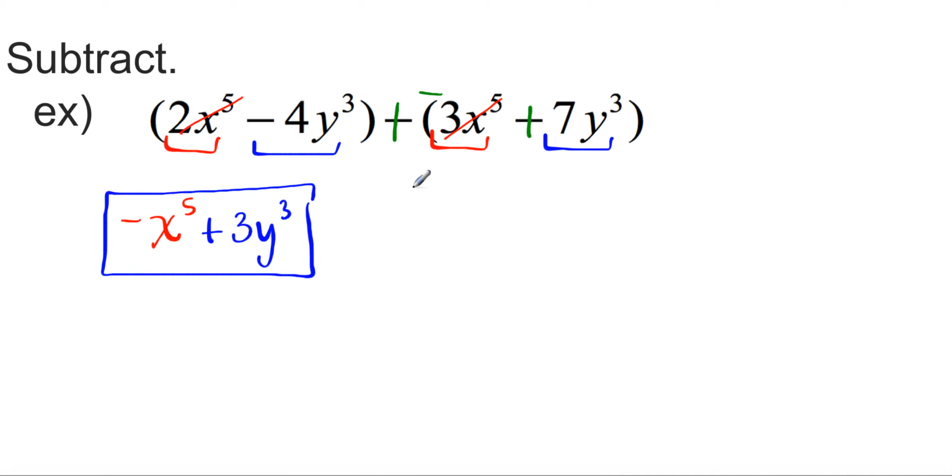So remember, when you're adding and subtracting polynomials, you're adding the like terms, which have the same variables and the same exponents. And when you have subtraction, you're essentially changing it to an addition problem and changing the signs in the quantity behind it.